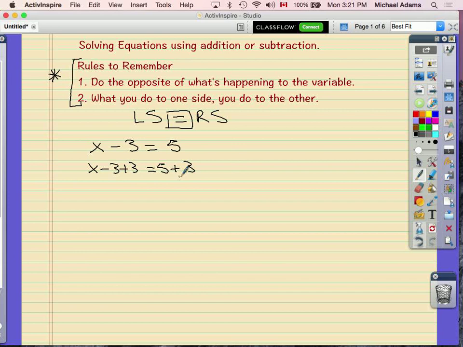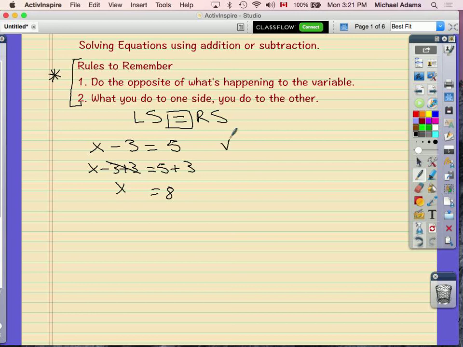So now I simplify. 5 plus 3 is 8. That's still on the right side. And over on the left side, well, minus 3 plus positive 3, they just cancel out or just become 0, and I can just cross it out, and I know that now I have x is equal to 8. And that's what we figured out before.